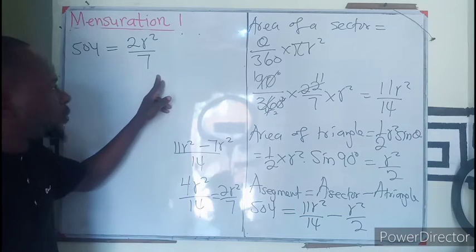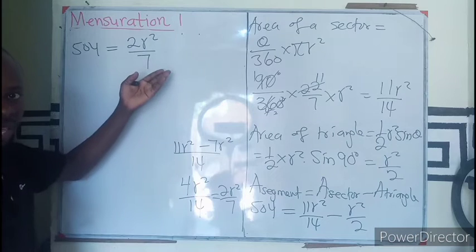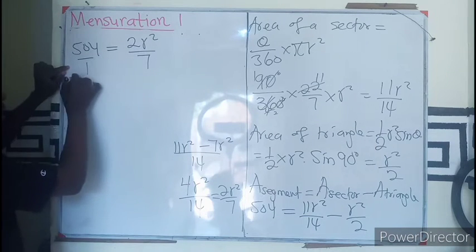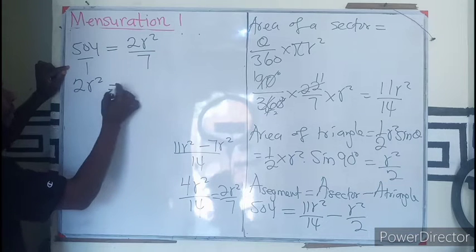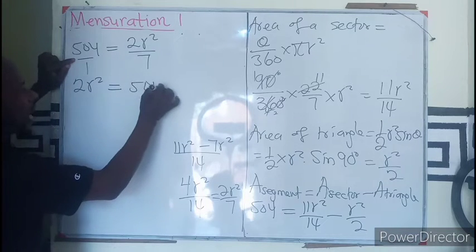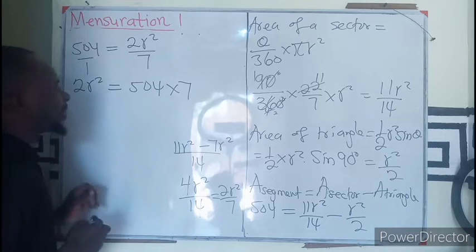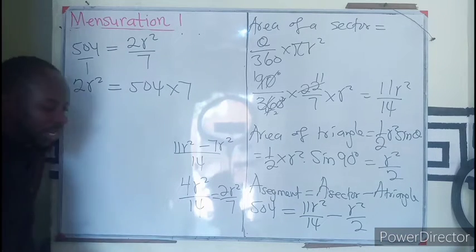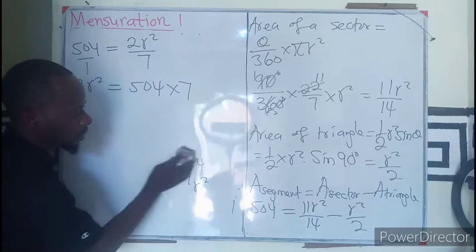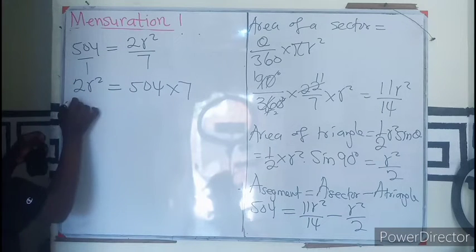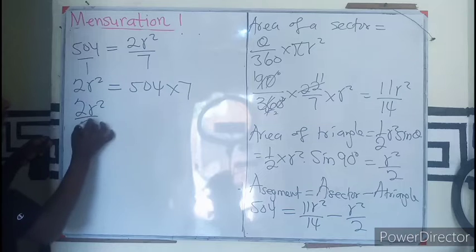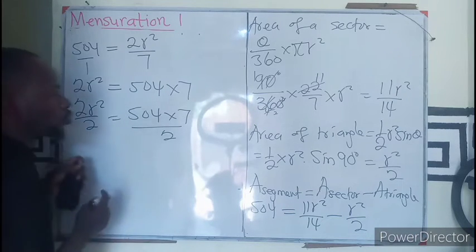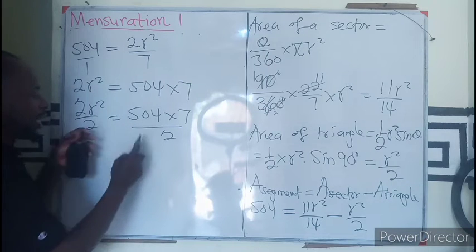It's a fraction. So we cross multiply, or better still, use the LCM, which is 7. If you cross multiply, you have 2r squared equals 504 times 7. So let's maintain this and divide through by the coefficient. So 2r squared over 2 equals 504 times 7 over 2. I believe we can divide this.